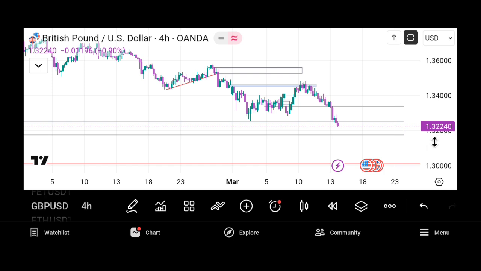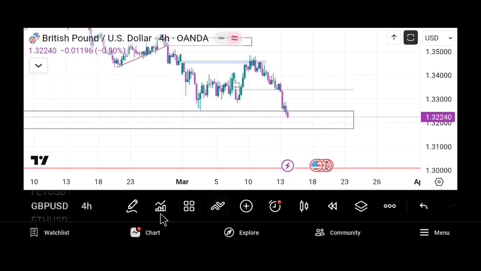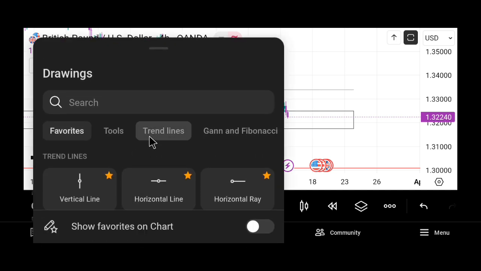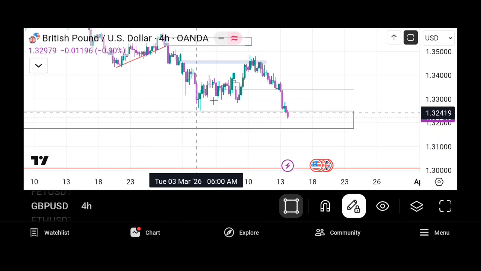So right here now on the 4 hours, I have this fair value gap.